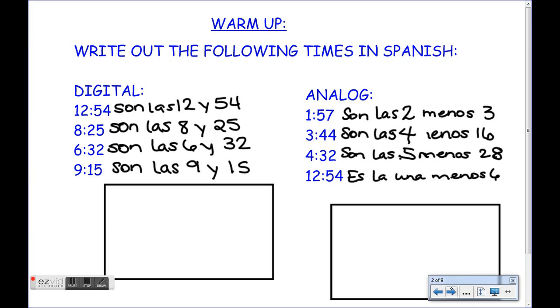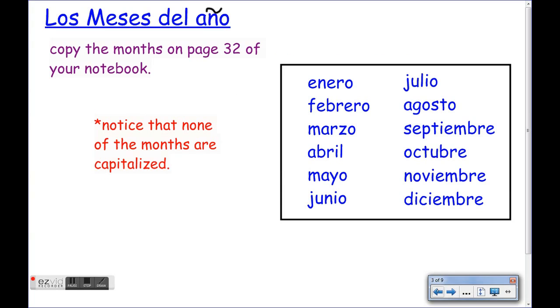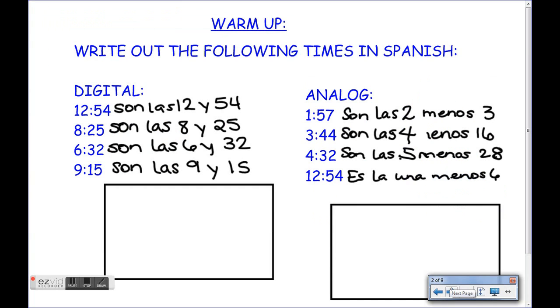Alright, when we get going for today's stuff, there's a few things that you need to have. You need to have your notebook. You need to have something to write with. You need to have a highlighter. And then you're going to need the calendar sheet that Ms. Mormon have given you.